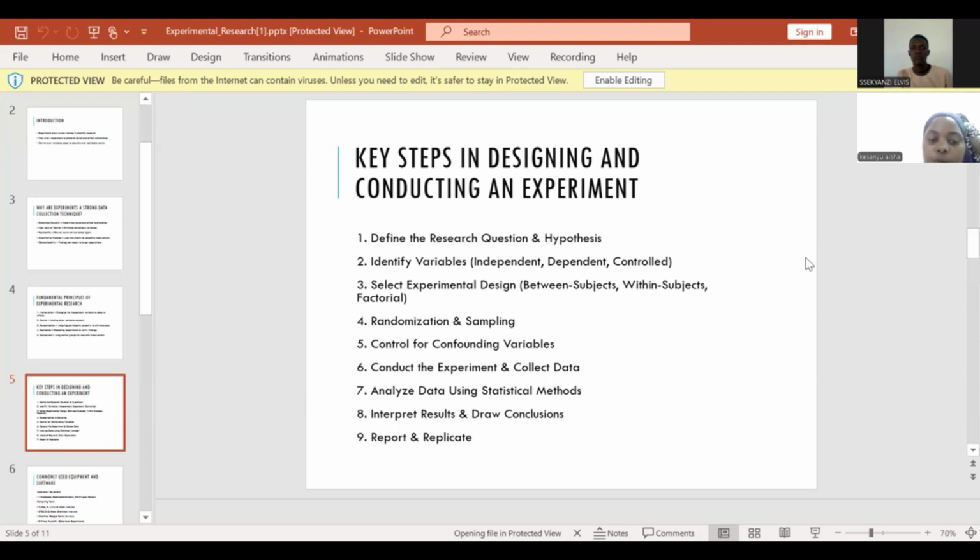While drawing the conclusions, based on the data, decide whether your hypothesis was supported and what the results mean. And then when you're analyzing your data, you use statistical methods to determine whether the results support your hypothesis. Then when I explain this one, conduct the experiment and collect data, here you carry out the procedures where you carefully record the data.